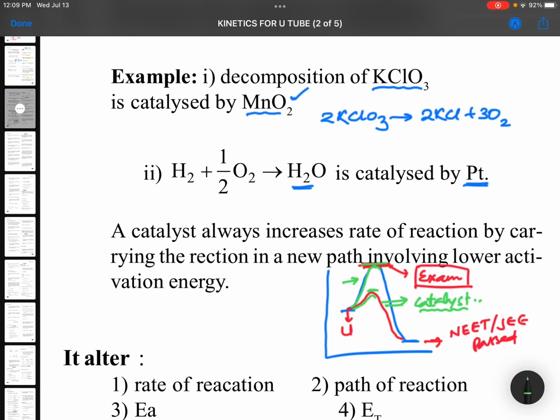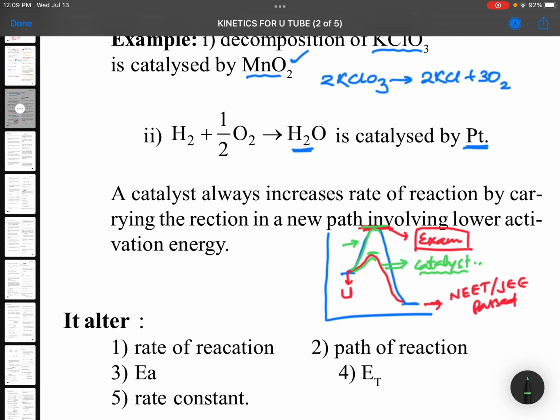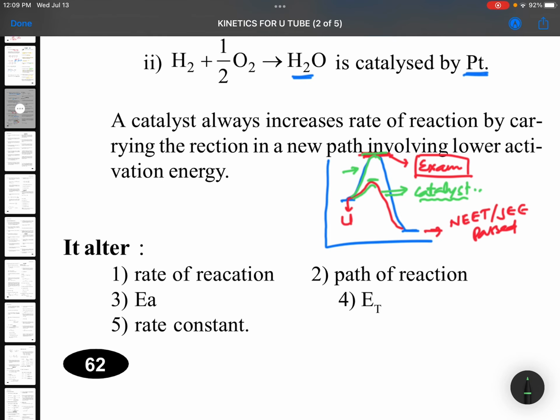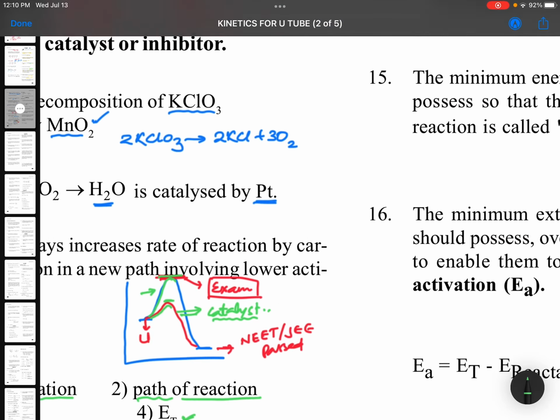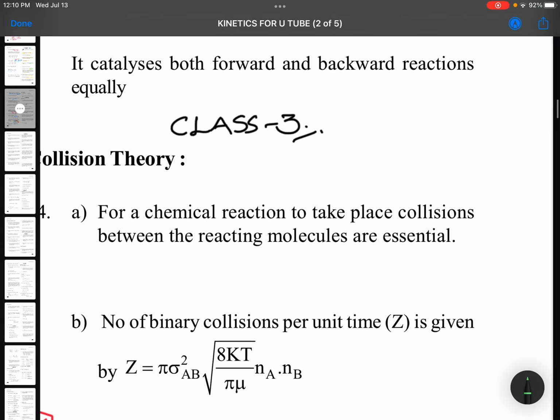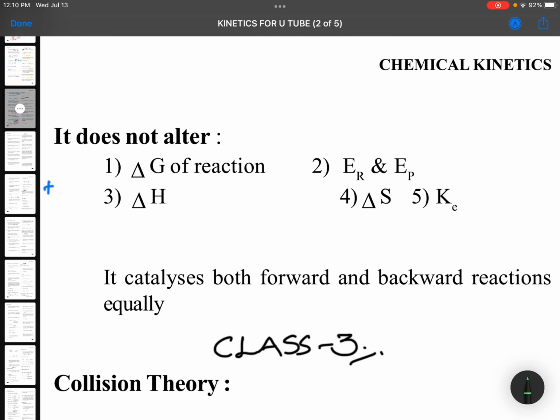So a catalyst always increases the rate of reaction by carrying the reaction along a new path involving lower activation energy, right? So a catalyst alters the rate of reaction, definitely. It changes the path of the reaction. Activation energy will be decreased, and the rate constant increases. This is definitely the catalyst's job. But a catalyst is not at all related to delta G of the reaction, or delta H of the reaction, or delta S of the reaction. All these you studied in your first year.